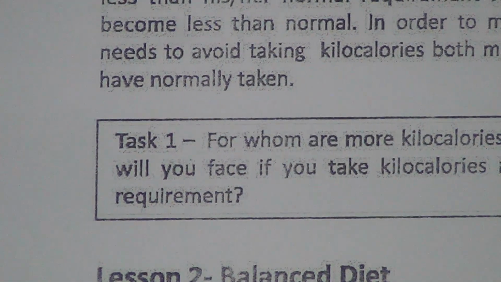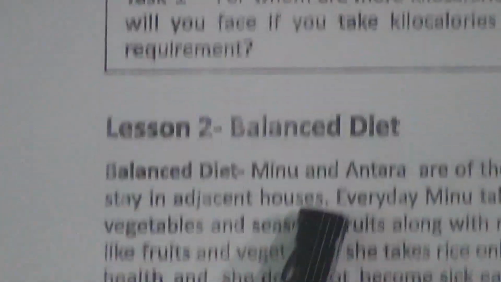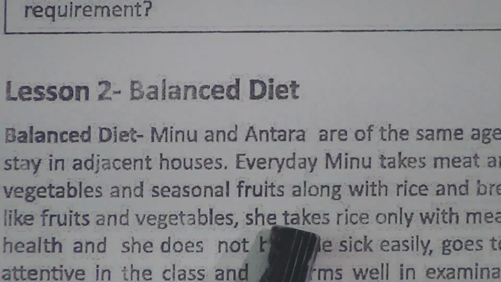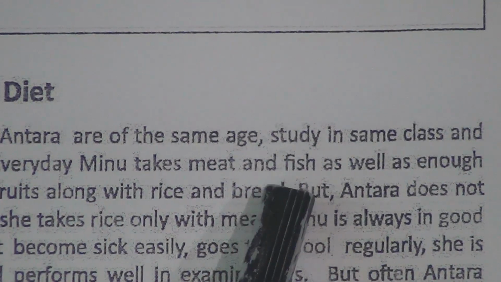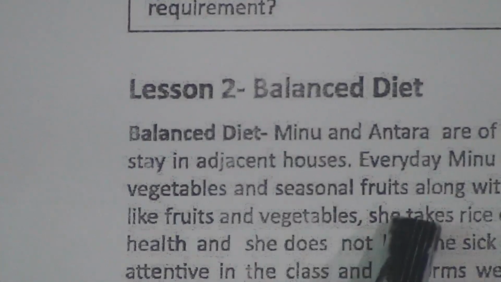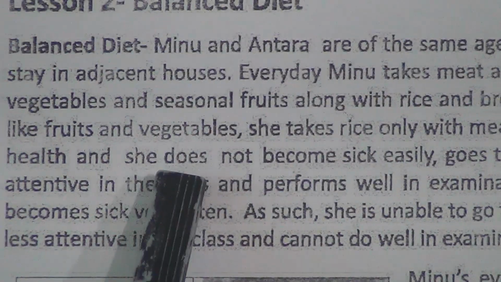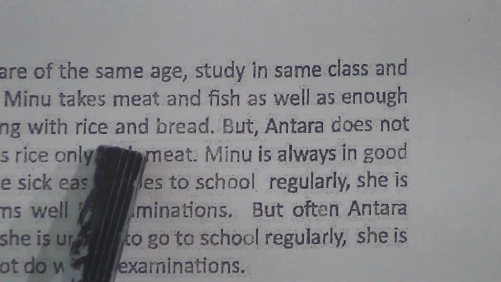Now we'll learn about lesson 2, name balanced diet. Minu and Antra are the same age, study in the same class and live in adjacent houses. Every day Minu takes meat and fish as well as enough vegetables and seasonal fruits along with rice and bread. But Antra does not like fruits and vegetables. She takes rice only with meat.